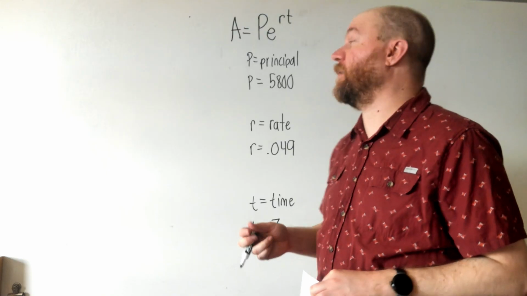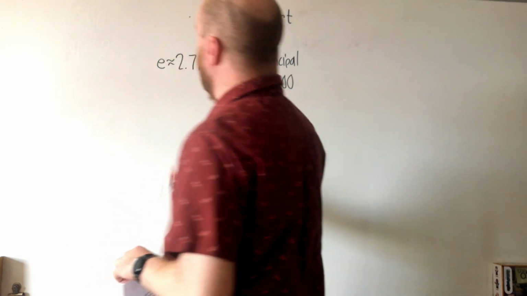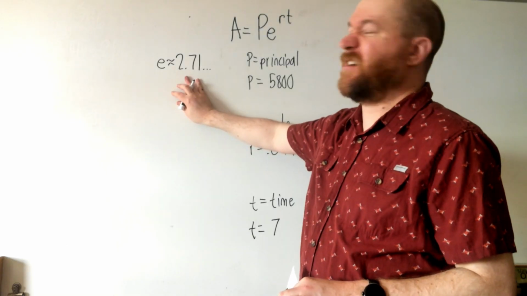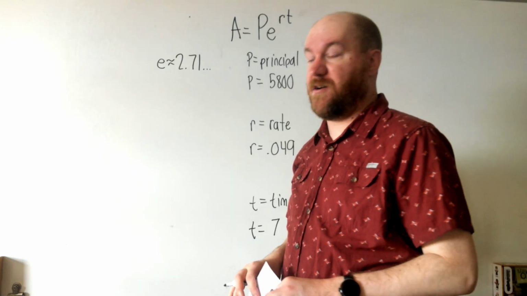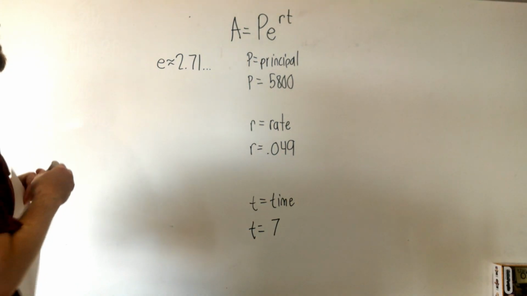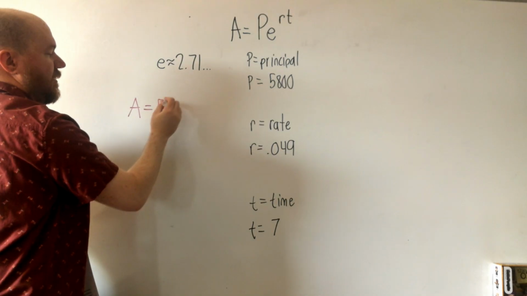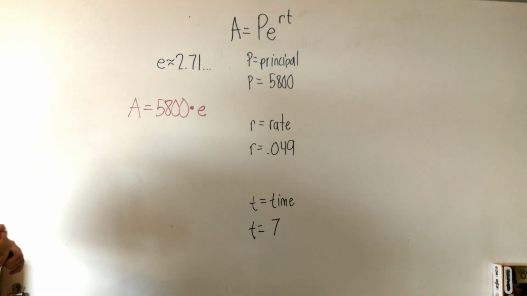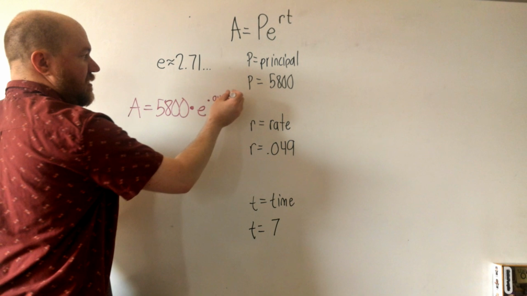It's called Euler's number. E is approximately 2.71. And we use that whenever we're dealing with some exponential growth. We're not going to try to remember the value of that. We're not going to worry about rounding it. We're just going to use the E button on our calculator. So once you have all that information figured out, this formula just wants us to plug it in. So P is 5,800. E is just going to stay as E. R and T are the exponent, 0.049 times T, which is 7.